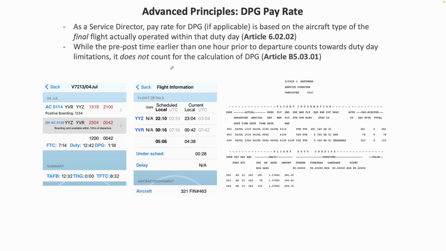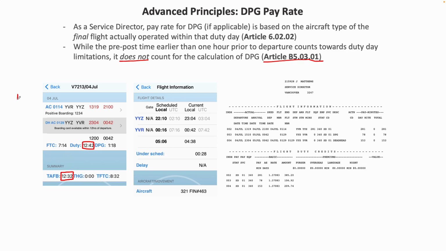I'd also like to point out that while the pre-post time where you're required to show up more than 1 hour before departure does count towards your duty day limitations, it does not count for the calculation of your DPG, and that's based on Article B5.03.01. So what do we mean by this? You may have noticed that for duty within Globe, I'm showing 12:42. And then for time away from base, I am showing 12:32.